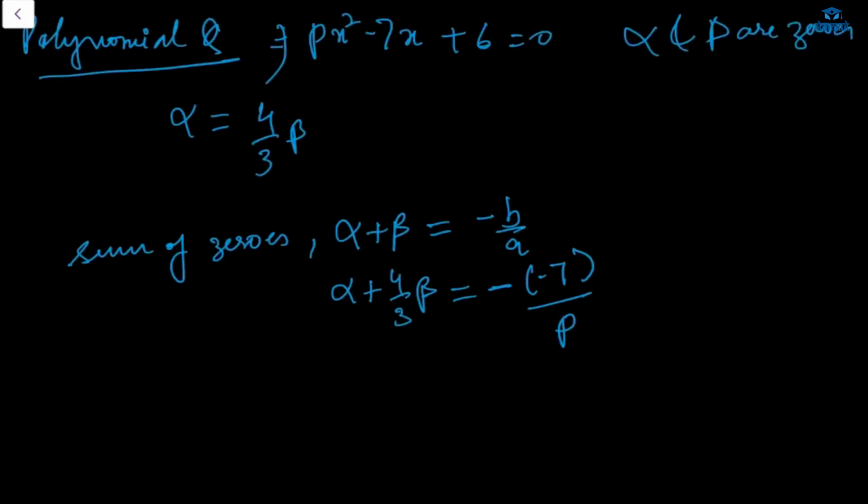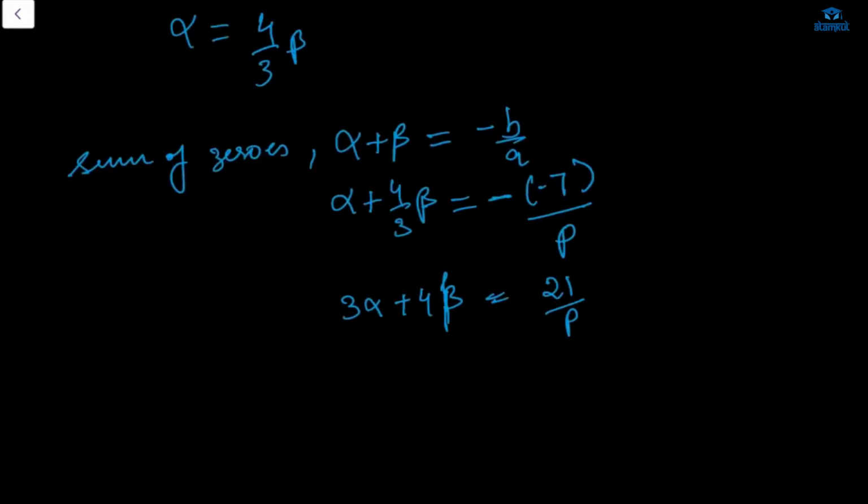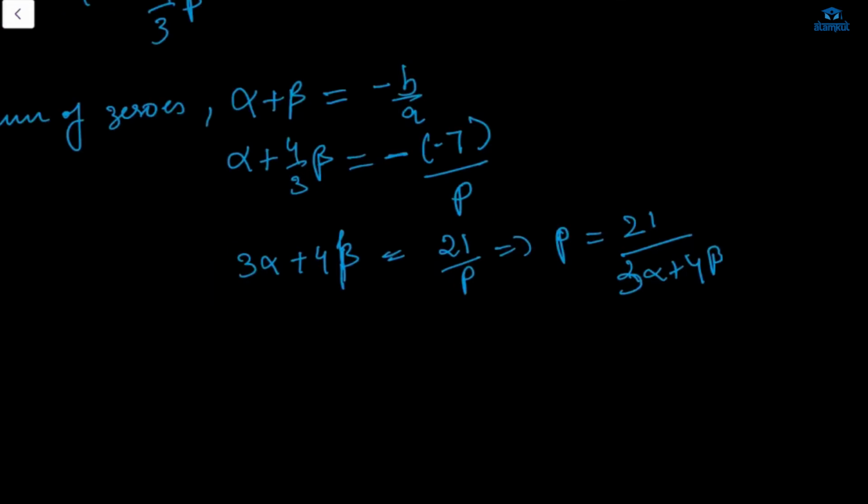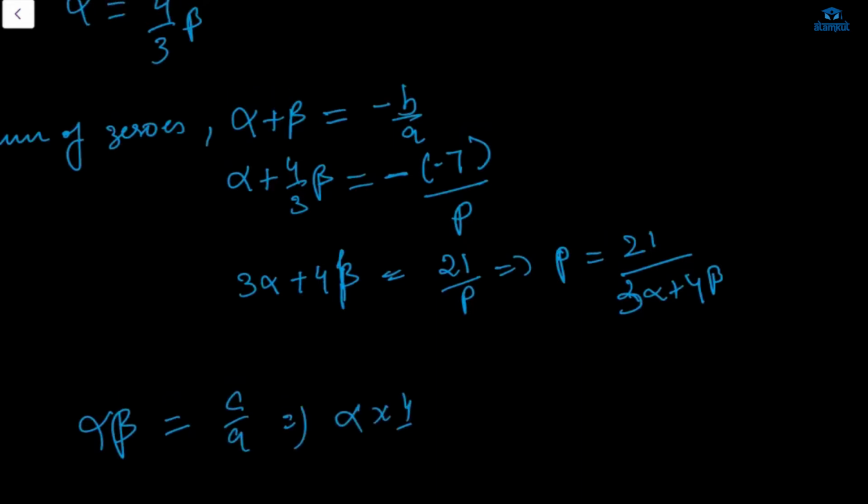Understood, Sophia? If you take the LCM, 3 alpha plus 4 beta is equal to 21 by p, which implies that p is equal to 21 by something. And one more thing we have: the product of zeros, alpha into beta, is equal to c by a, which implies alpha into 4 by 3 beta.